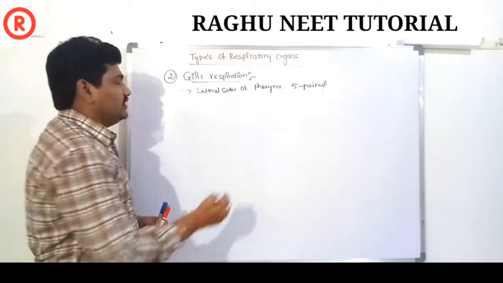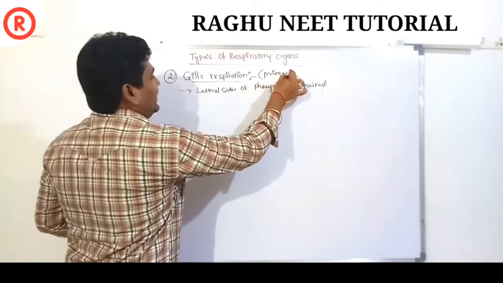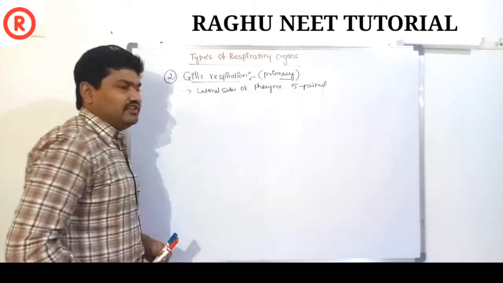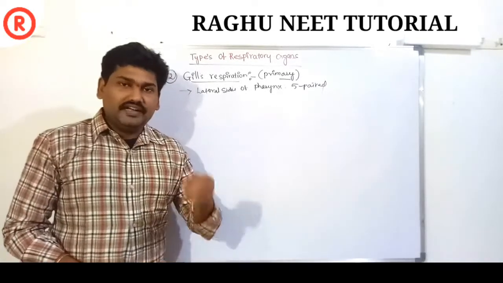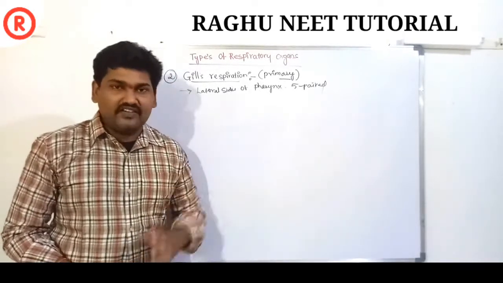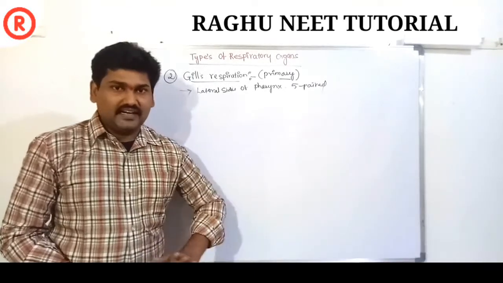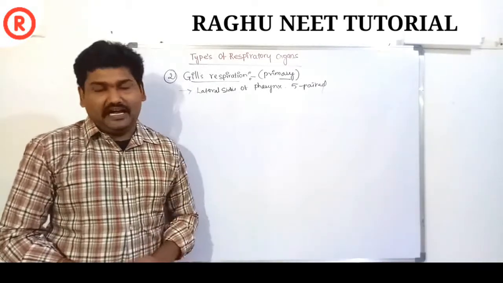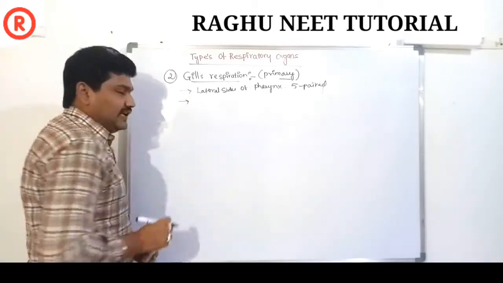So gill respiration is mainly in primary aquatic individuals. What is the meaning of primary aquatic individual? Those which completely depend on water for their survival, which means they live completely in water. That is known as a primary aquatic individual. In primary aquatic individuals, there are 5 pairs of gills.